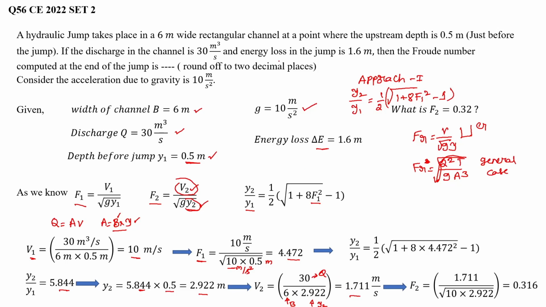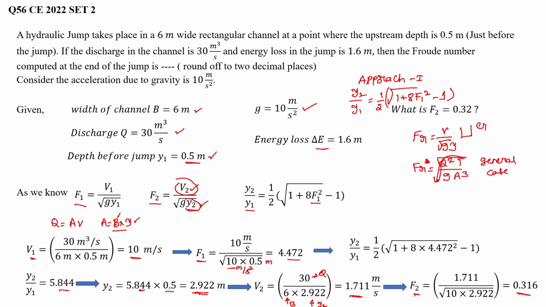If you clearly observe, the velocity before the jump is around 10 meter per second, but the velocity after the jump is 1.77 meter per second. Similarly, the depth before the jump is given as 0.5 meter, and when we compute the depth after the jump, we got nearly 3 meters. So you see the rise in the water level. Now by using this V2 and y2, we can calculate the F2. So F2 equals 1.77 divided by the square root of 10 into 2.992, which is nothing but 0.316.